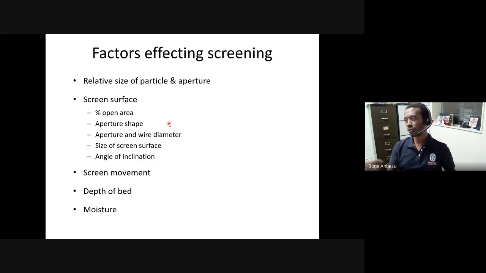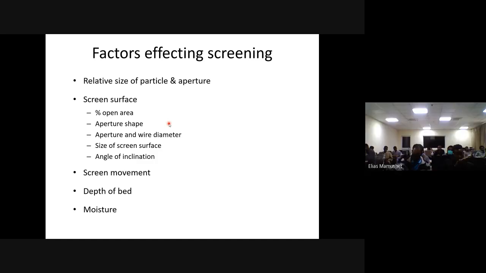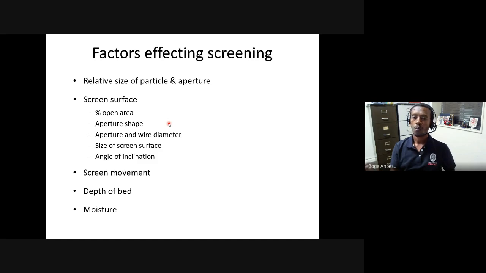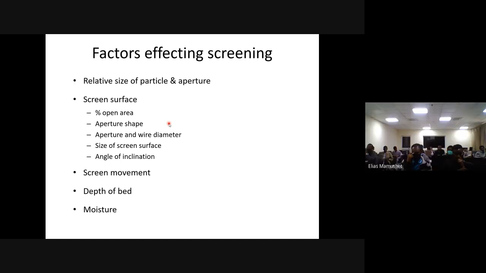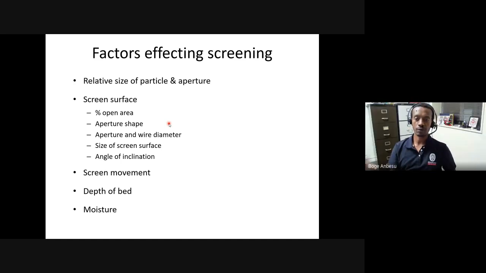So what I'm trying to discuss today is more on what you are going to look into when you are operating a screen, rather than giving you the best way of operating it, because there is no best way of operating a screen. It all depends on what is the purpose of the screening operation. Okay.